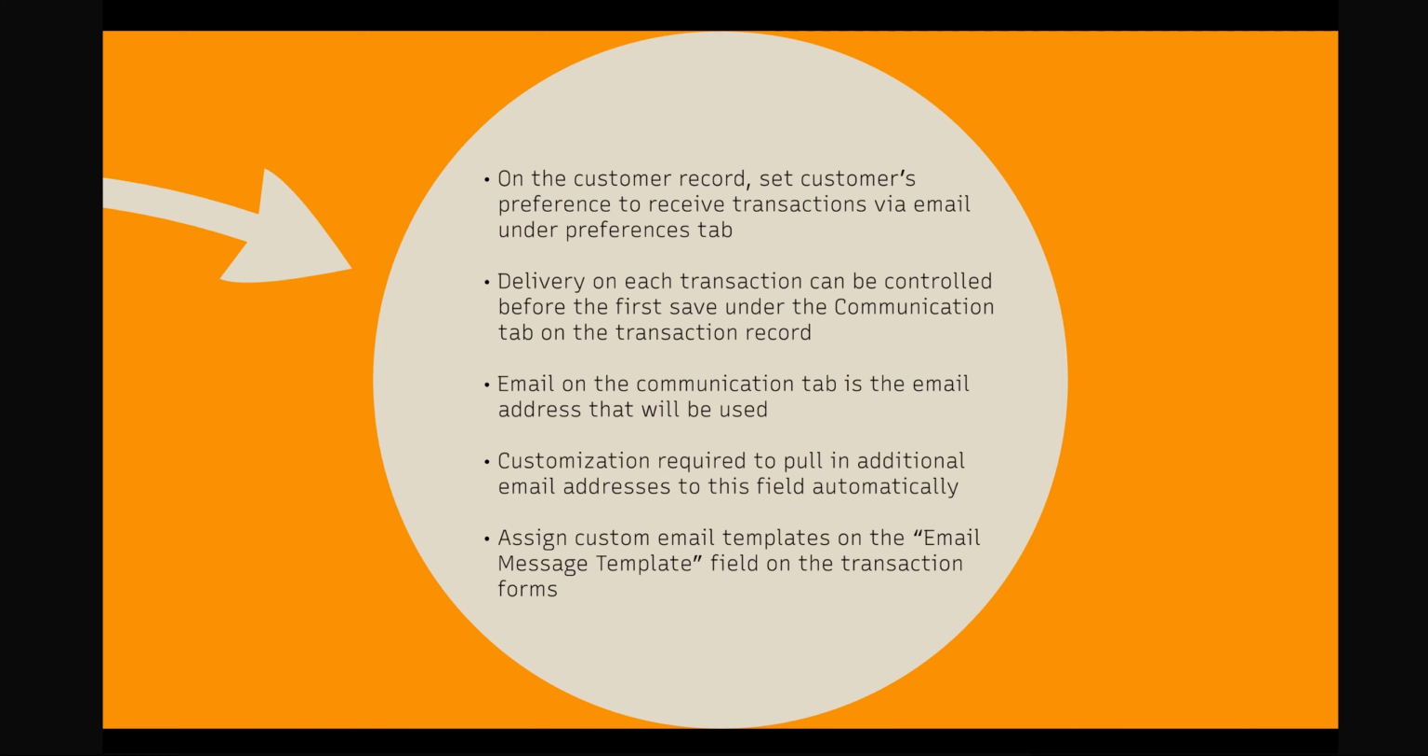Prior to the initial save, you have the ability to control the delivery of each transaction. This can be accessed through the communication tab on the transaction record. If the customer's preference is set to email, then the transaction will inherit the same preference. Now, talking about the recipient email address, on the transaction record's messages tab, you will find the designated email address to which the invoice will be sent. This email address is sourced from the primary email field on the customer record. It's possible to manually add additional email addresses separated by commas.